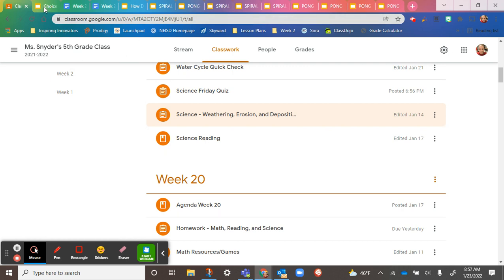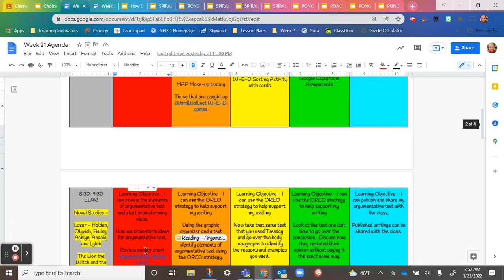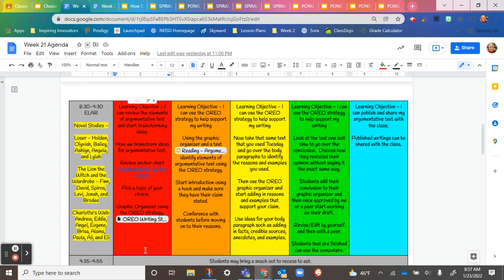So links on the choice board, or not the choice board, links on the agenda, and then links on Google Classroom. Then in reading, we've been reading a lot about argumentative text. Now we're going to switch roles and we're going to do the writing part. So we're going to use a strategy called Oreo, and it stands for opinion for the O, and then the R is reasons, the E is examples, and then the O is opinion again.